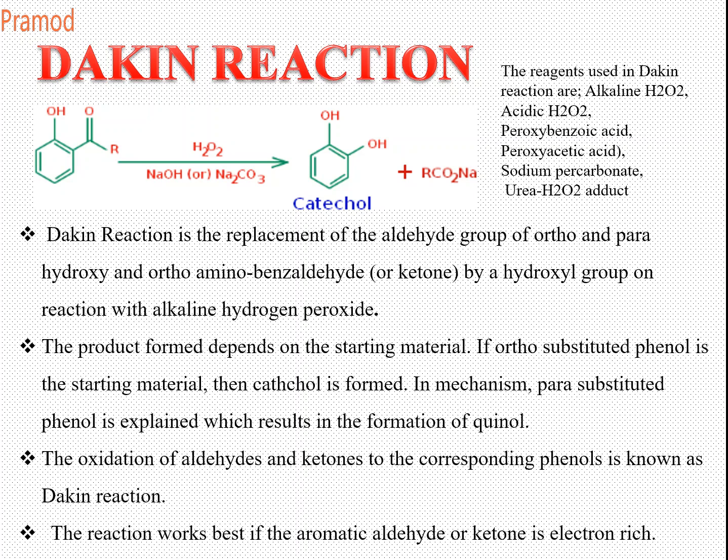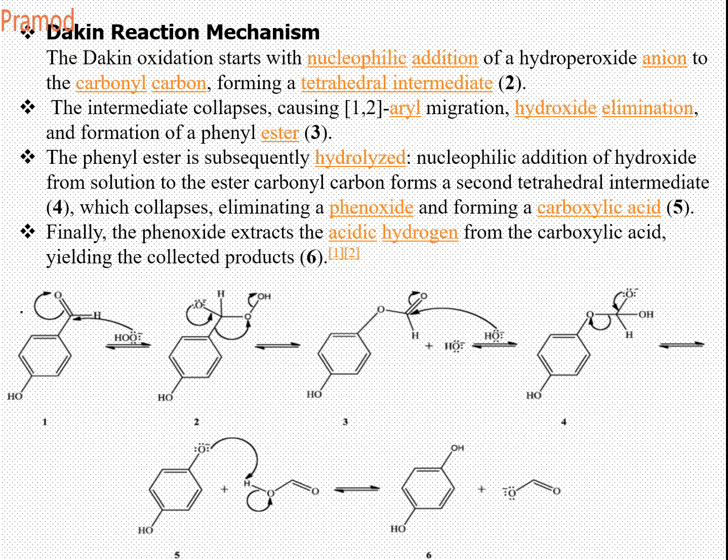So the oxidation of aldehydes and ketones to the corresponding phenols is known as the Dakin reaction. The reaction is best if the aromatic aldehydes or ketones are electron rich. Electron donating groups favor this reaction. Any electron donating group present at the ortho or para position of the aldehyde or ketone favors this reaction. So now let's go to the mechanism.